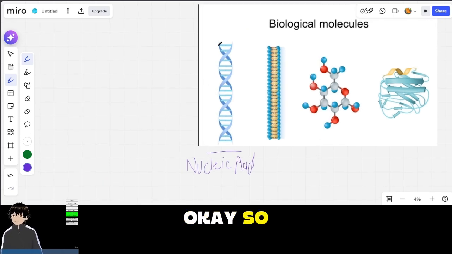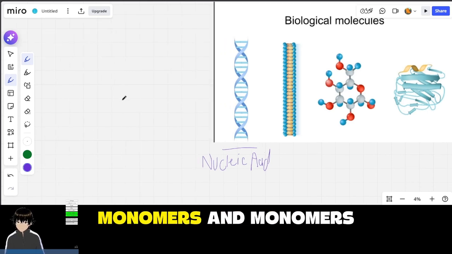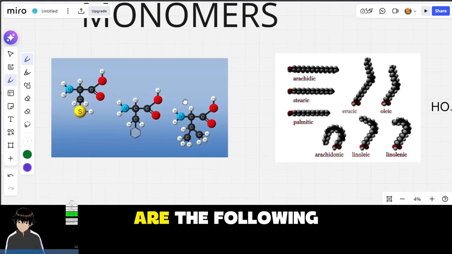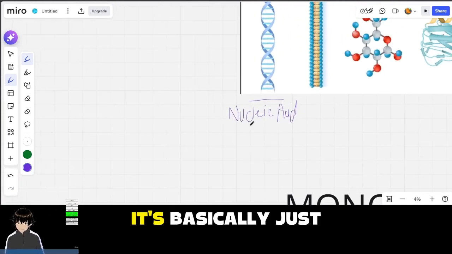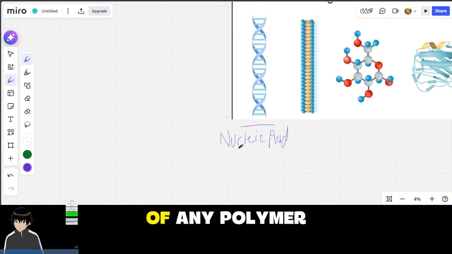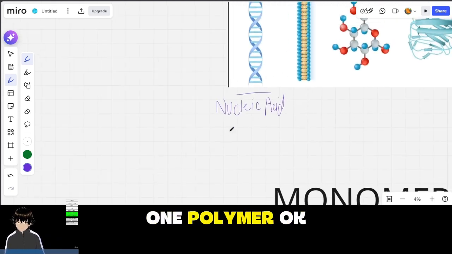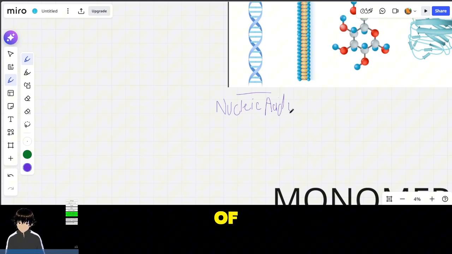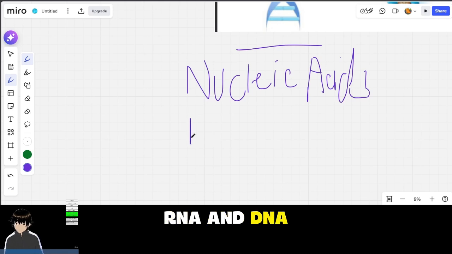Okay, so a polymer is just something that is derived from monomers, and monomers are the following. Okay, so the monomer is basically just a building block of any polymer, and nucleic acid is one polymer. Okay, nucleic acids are composed of RNA and DNA.